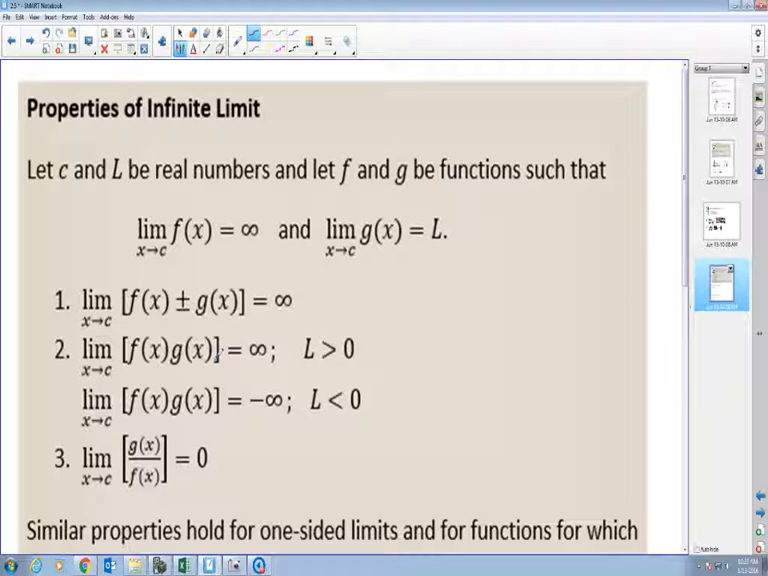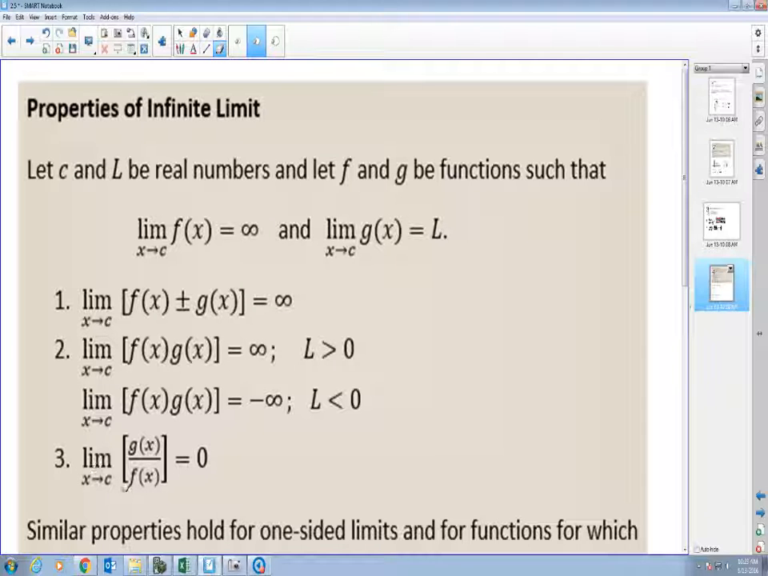Same thing if I will multiply, of course. But that's assuming L is a positive number. Now if my L becomes a negative number, so let's say this limit is a negative 1. Negative 1 times infinity, of course, that gives me a negative infinity. If L is positive, positive times infinity is still going to be positive.